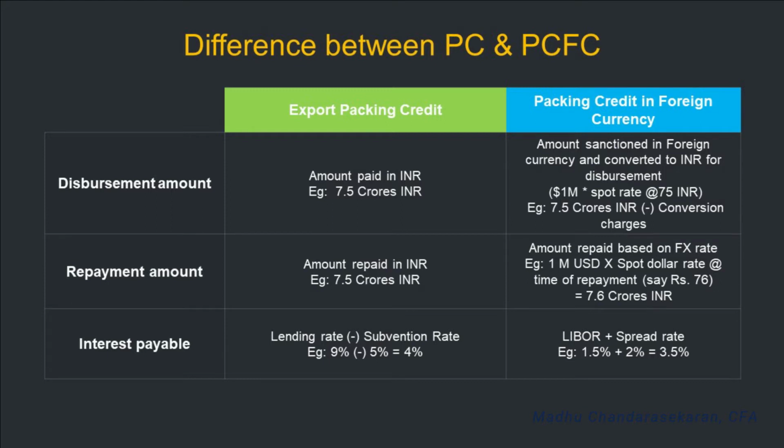When you're repaying, your liability is going to be in dollars. So your liability at the end of the PC term, say 180 days, is going to be $1 million, not 7.5 crores. The value of the foreign currency might have fluctuated, so it might not necessarily be 7.5 crores liability when the term expires, when you are about to repay your packing credit with PCFC. That's a key difference to remember between PC and PCFC. Your liability is in the foreign currency in PCFC, whereas in PC it is in rupees.